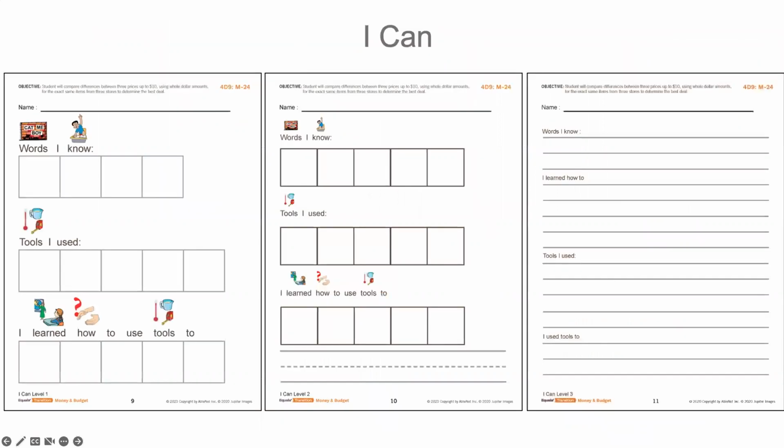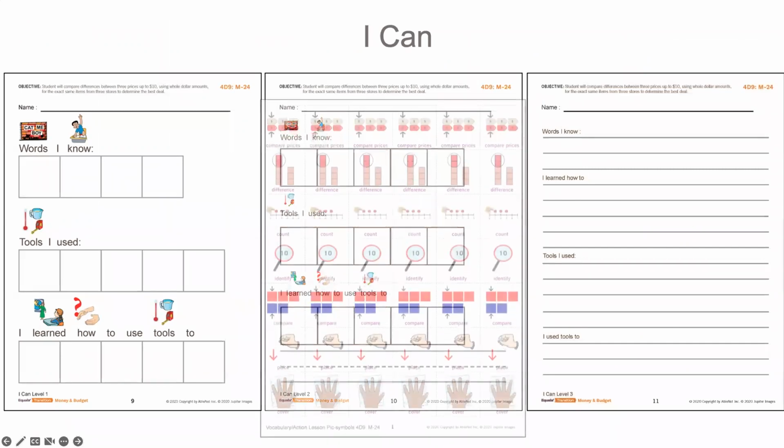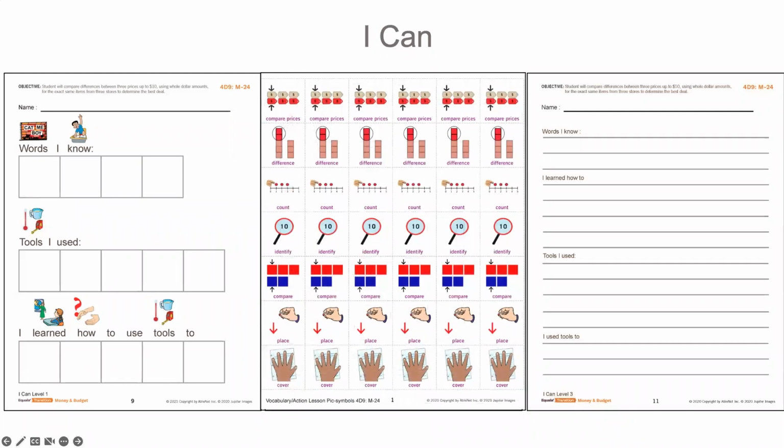This is an example of the I Can pages. The I Can pages, along with the lesson pick symbols, are materials that are meant to be used in every lesson to support students' advocacy, self-determination, and communication. Students use what they have been learning during the lesson to answer the statements: words I know, tools I used, and I learned how to use these tools too. This is an important skill that supports students as they begin to gain their independence with their learning, and most importantly, communicating what they know.